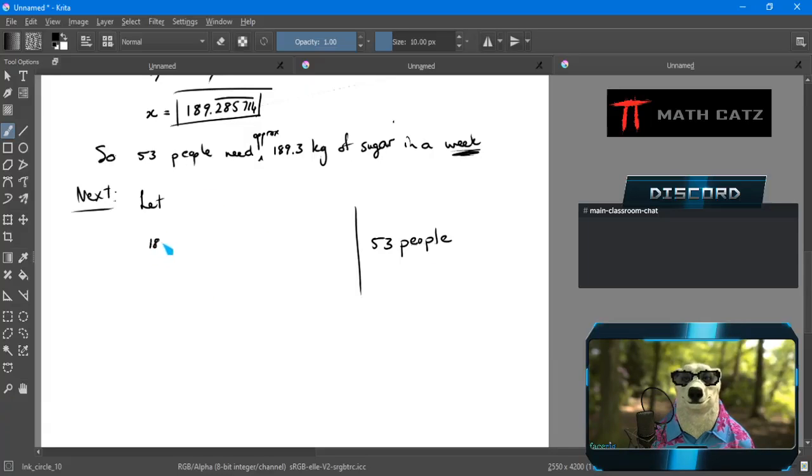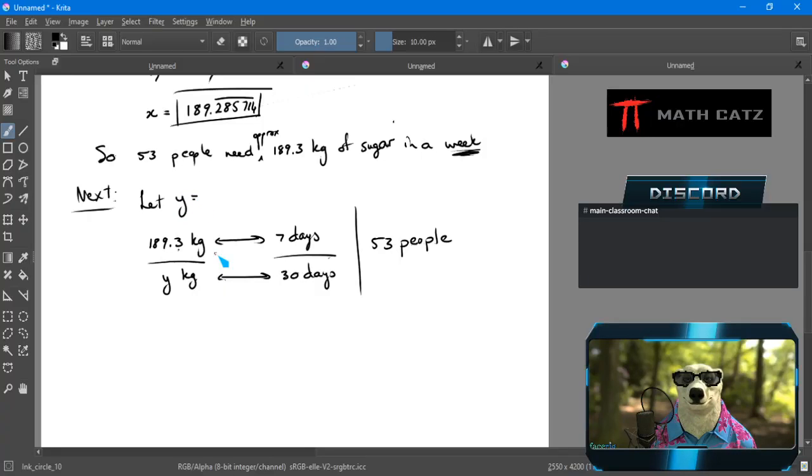So I need 189.3 kilograms. That corresponds to 7 days. Now I write a rounded number here. I have to remember this is not accurate. How many kilograms will correspond to 30 days? I feel like I'm doing something wrong because this is an obscene amount of sugar. But let me know if that is the case or it's just my bias.